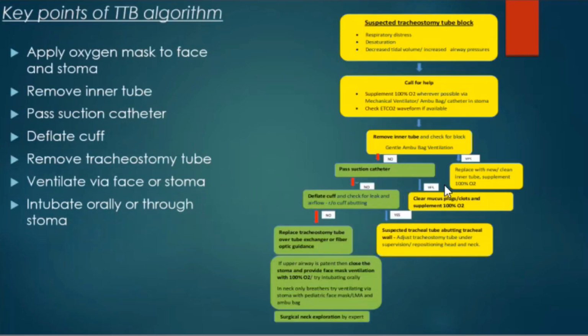So the key points are: call for help, 100% oxygen, remove inner tube, pass the suction catheter. Not possible? Deflate the cuff. That's also not possible? You have three options: replace the tracheostomy tube over a tube exchanger, or ventilate via the face or the stoma. If that's not possible, then you will have to do surgical neck exploration if the track is totally lost.